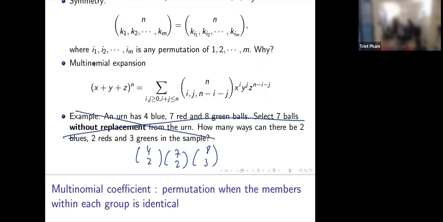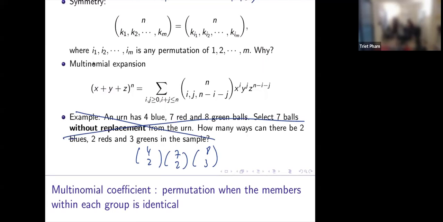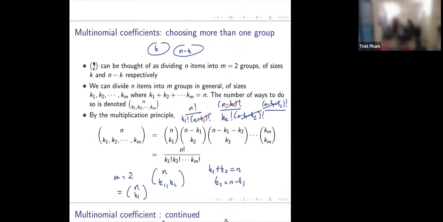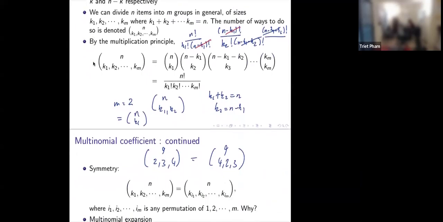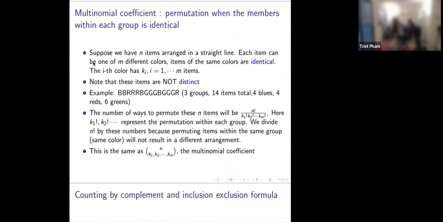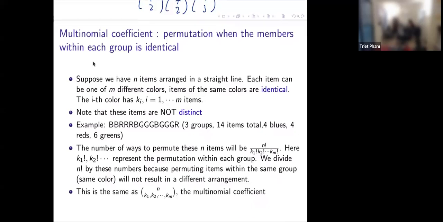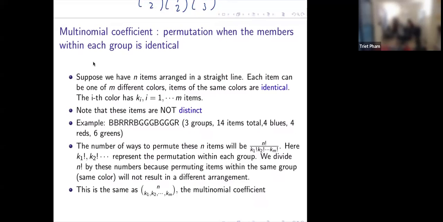But so the message here is that the multinomial coefficient is a way to generalize the binomial coefficient, or the combination number, where instead of choosing one group, you choose more than one group out of a big group. So that's one reason why you should care about this number, because it generalizes the binomial coefficient. But here's another reason, and this is maybe equally important.